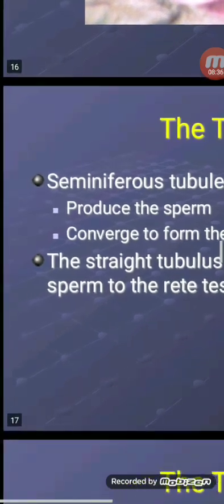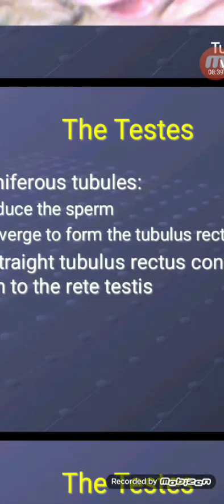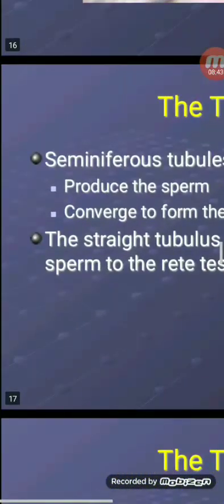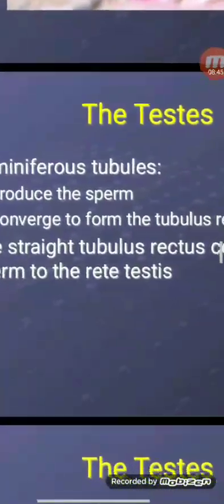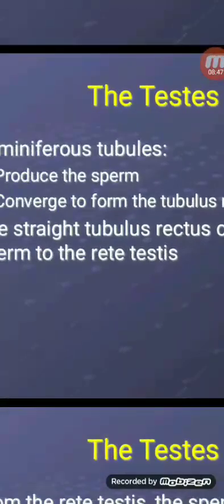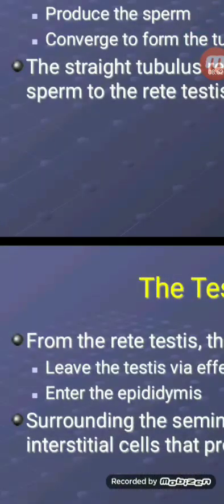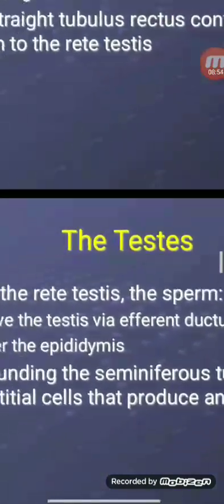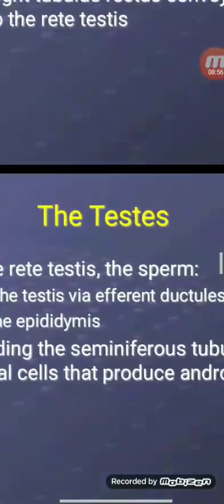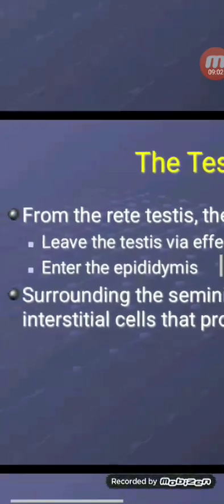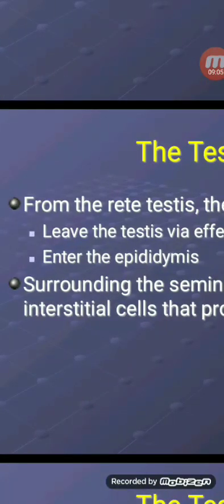They converge to form the straight tubules, the tubuli recti. The straight tubules convey sperm to the rete testis. From the rete testis, the sperm leaves the testis via the efferent ductules to enter the epididymis. The vas deferens is the continuation of the epididymis.